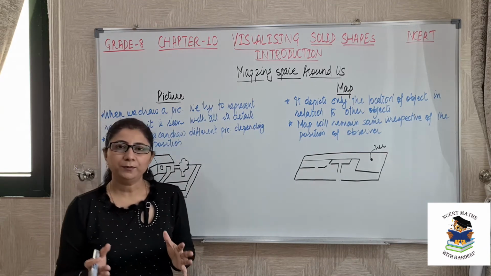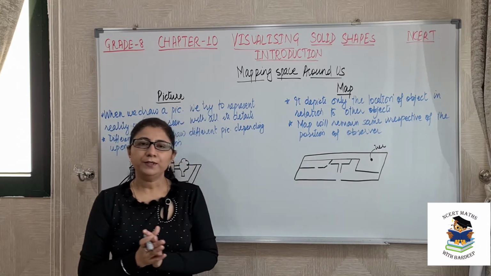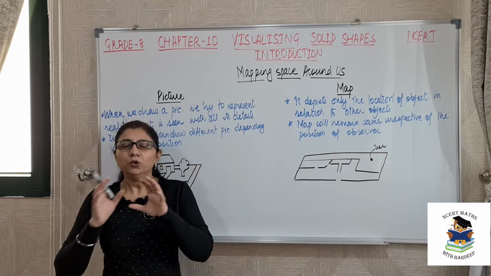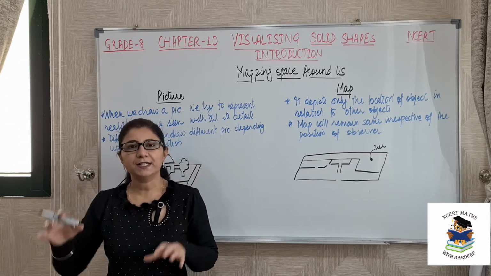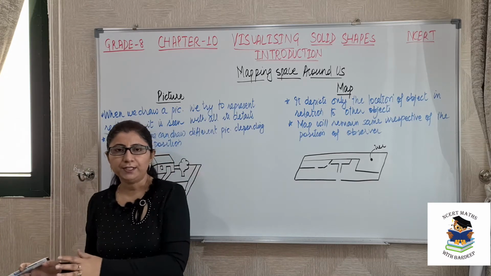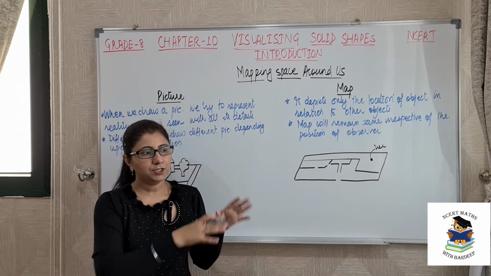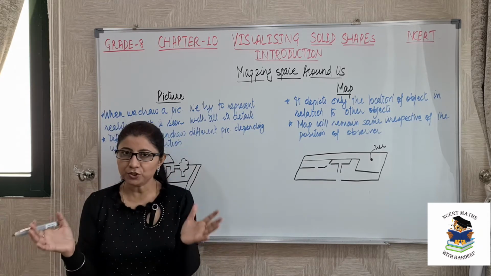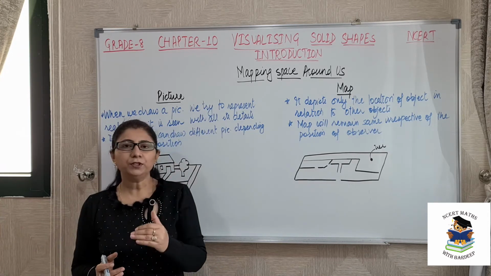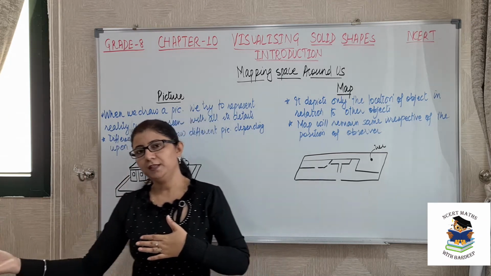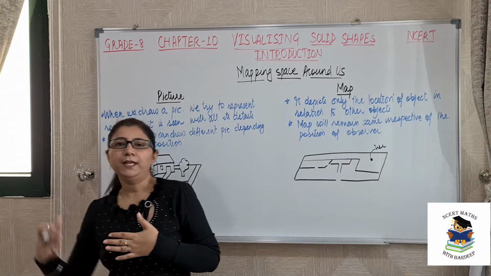Suppose we are looking at a playground in our area. When we draw a picture of the playground, we will show where the different slides kept for the students are, what the position of the trees is, the position of the benches, and the position of the different flowers. That is the picture of the playground. If we look at the playground from the front view, it will look different. If we see it from the side view, it will look different.